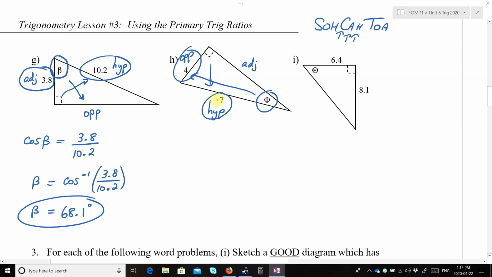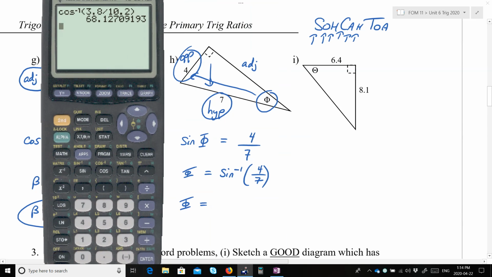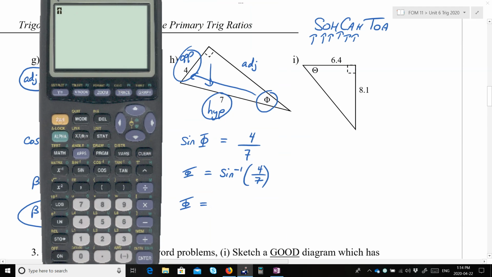So what deals with opposite and hypotenuse? O and H, opposite and hypotenuse, comes from sine. So we're going to go sine of this phi symbol equals opposite 4 divided by hypotenuse 7. So then angle phi is going to equal sine inverse of 4 over 7. Shift sine, 4 divided by 7, bang, 34.8 degrees.